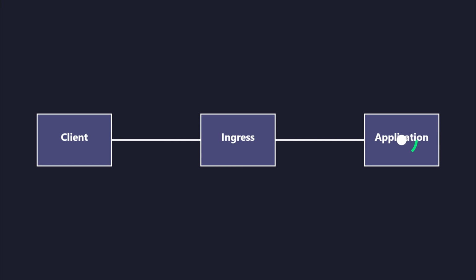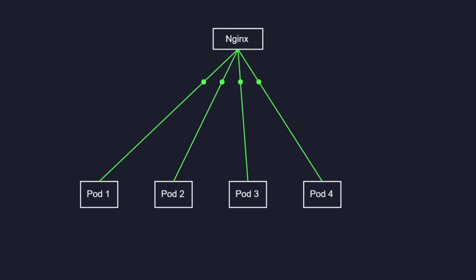If the application takes too long to process a request, Nginx will close the connection and return a gateway timeout or a bad gateway error. Adjust the proxy read timeout annotation in your ingress resource to accommodate slow database queries or intensive background processing tasks.